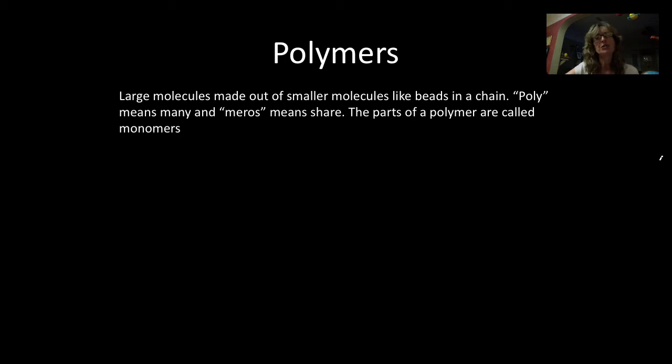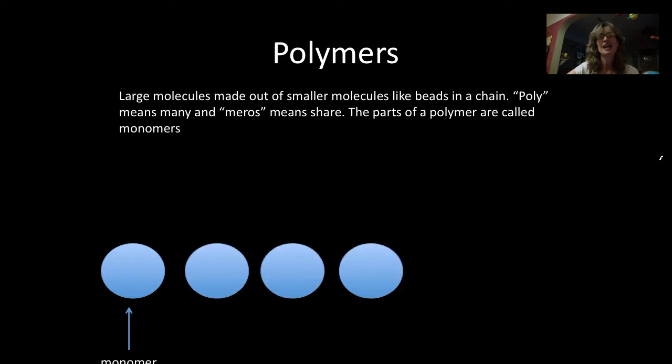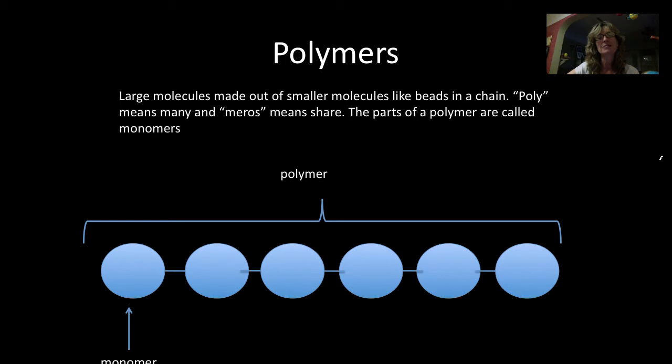Polymers. As we know from building our models, polymers are large molecules made of smaller molecules called monomers. Here's an example of a monomer represented by a circle. If I take these monomers and link them together with a bond, I will get a polymer.